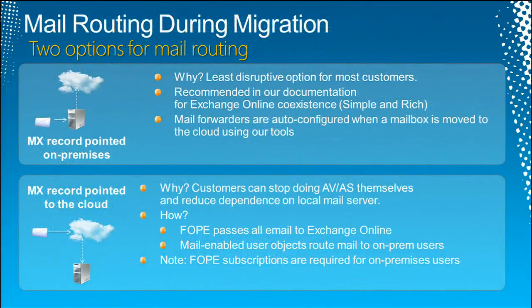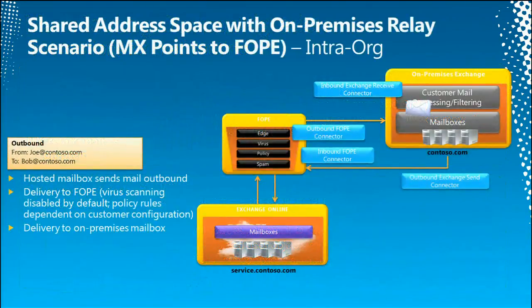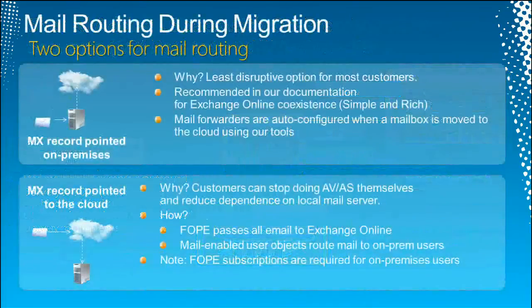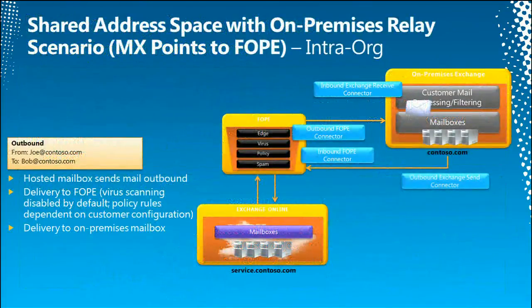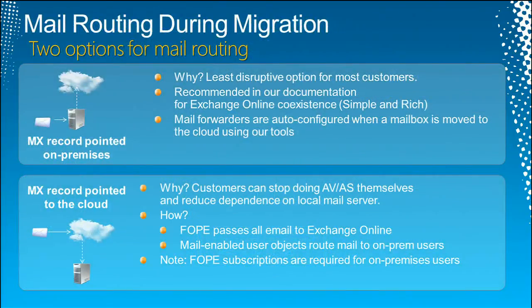In reverse, let me go back one. It's not shown via an animation, but the inbound FOPI connector would be used if that on-premise user sends to the Exchange Online mailbox. It's going to route via the outbound send connector inside of on-premise and hit a FOPI inbound connector. The FOPI inbound is going to be configured to trust all mail from these IPs and these domains, skip all filtering, and then deliver to the on-premise mailbox or Exchange Online mailbox.